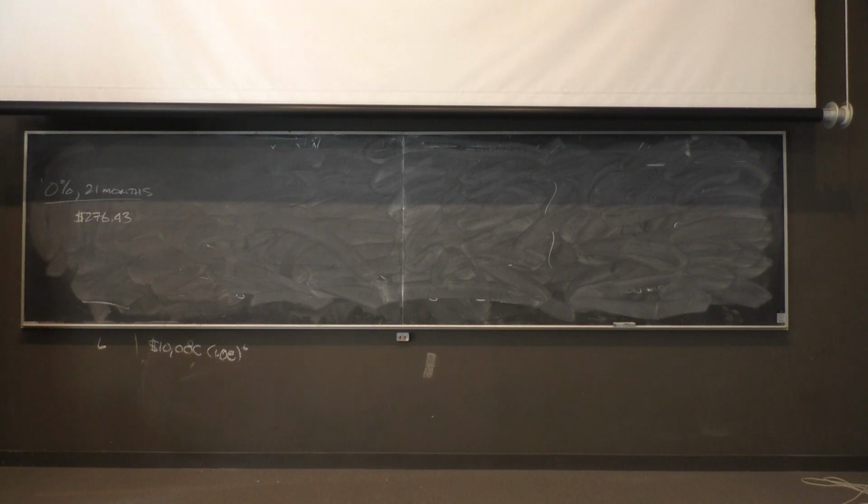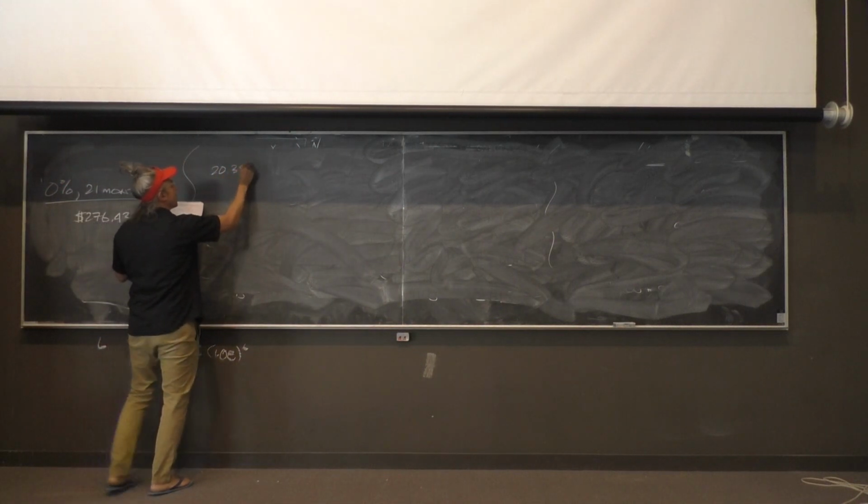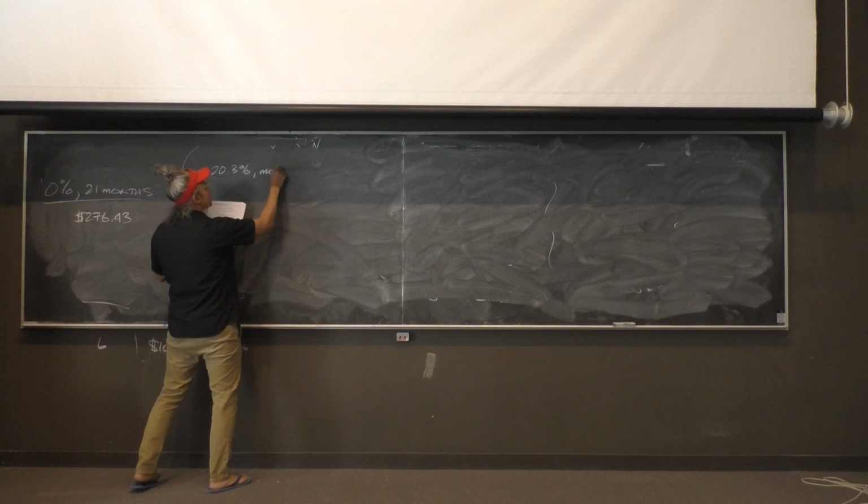The claim in the Washington, whatever this is, the Washington Post, is that the payment for this situation should be similar to that one. Let's find out. All right, so now we're going to do 20.3% monthly compound.